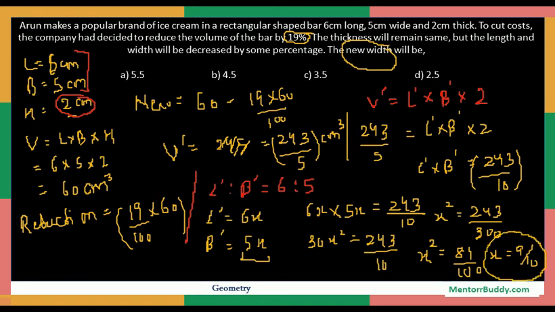Now we need to figure out the value of 5x, the new breadth. So the new breadth, that is B dash, is equals to 5, and x we have already calculated, that is 9 by 10. 5 2 times, so 9 by 2 is equals to 4.5, and that we can see is already given as option B. That will be 4.5. That is the correct answer.